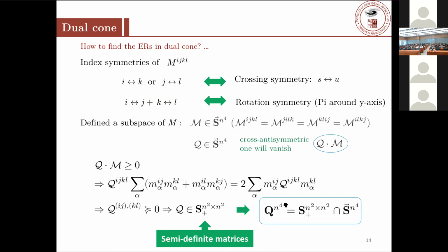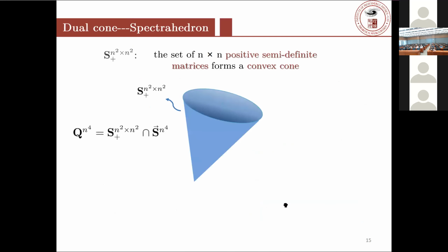So what does this intersection look like? I can show it in this simple figure. Since we know the positive semi-definite matrices form a convex cone, this is just an illustration, but the intersection will look like that: this cone is cut by a plane. This object is called a spectrahedron in math, and we know it is well defined and well studied in math. So we say our ultimate goal is to find the extreme rays of the spectrahedron.